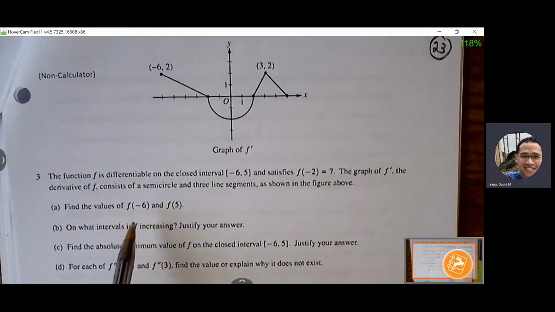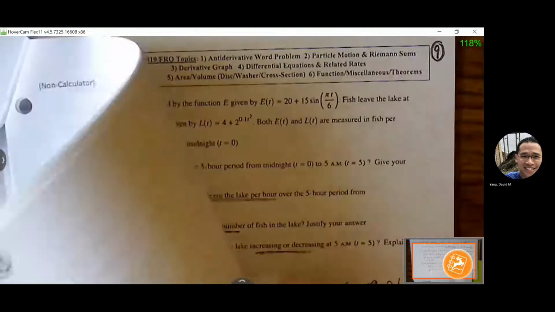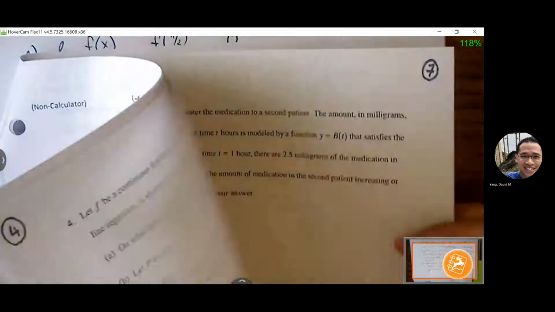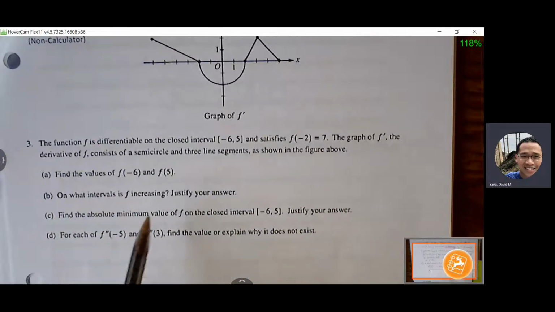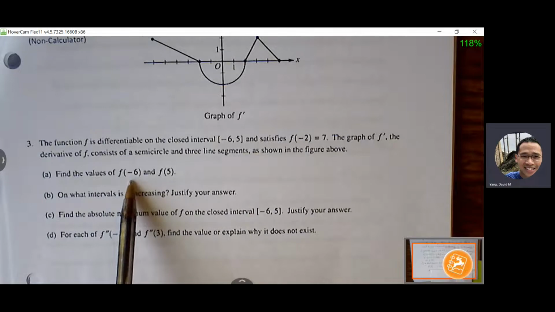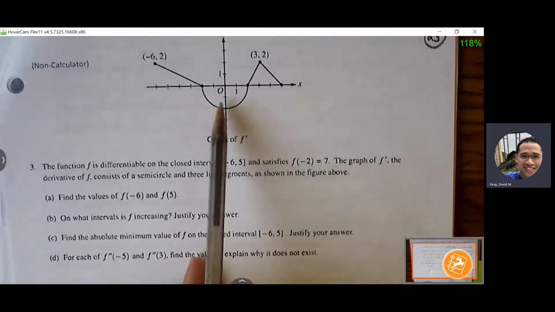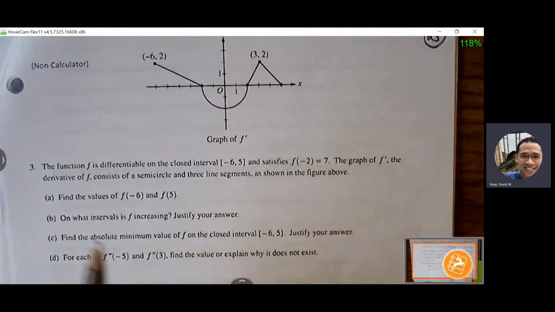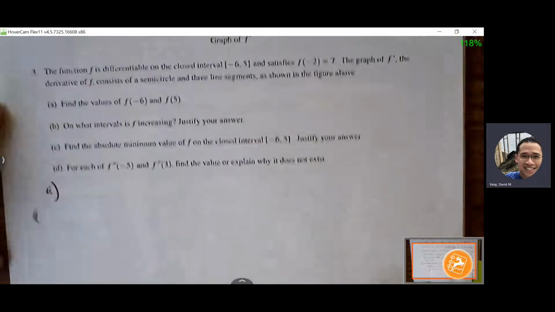So a lot of times we like to go through this formula. Okay, this formula of final position equals initial plus displacement, because we have a starting point, and then also we have a derivative which we can accumulate to get to our displacement. So we're going to be using this again and again here.